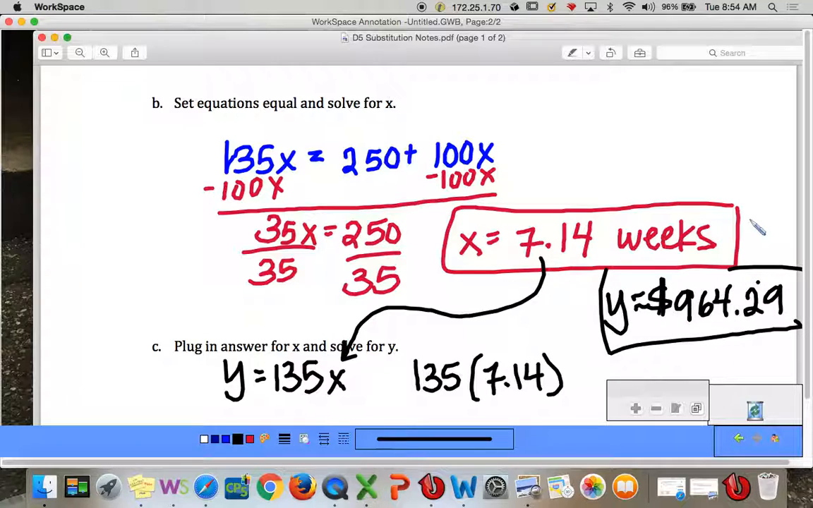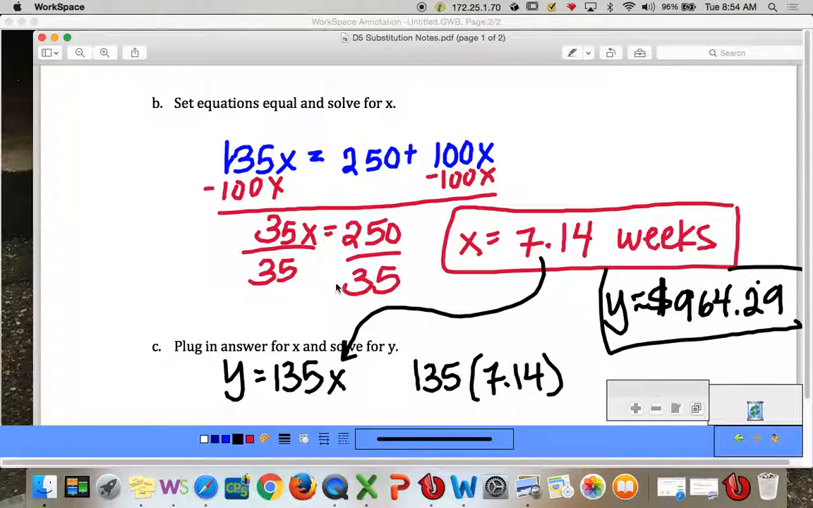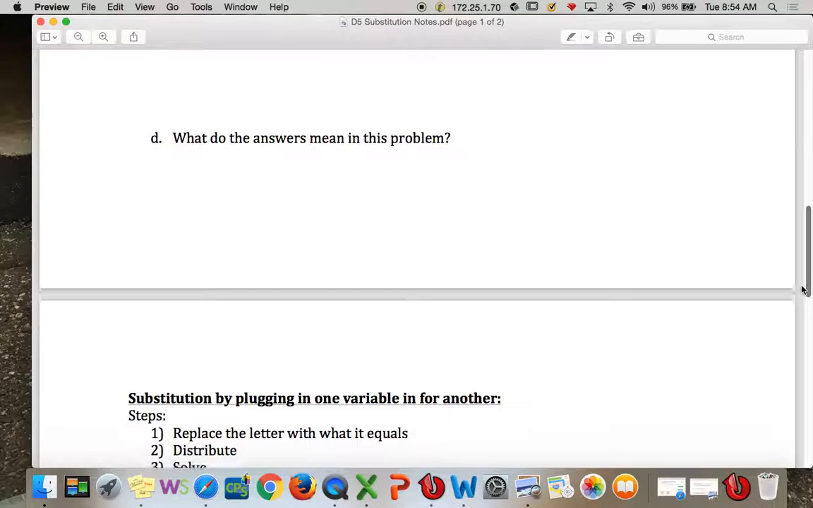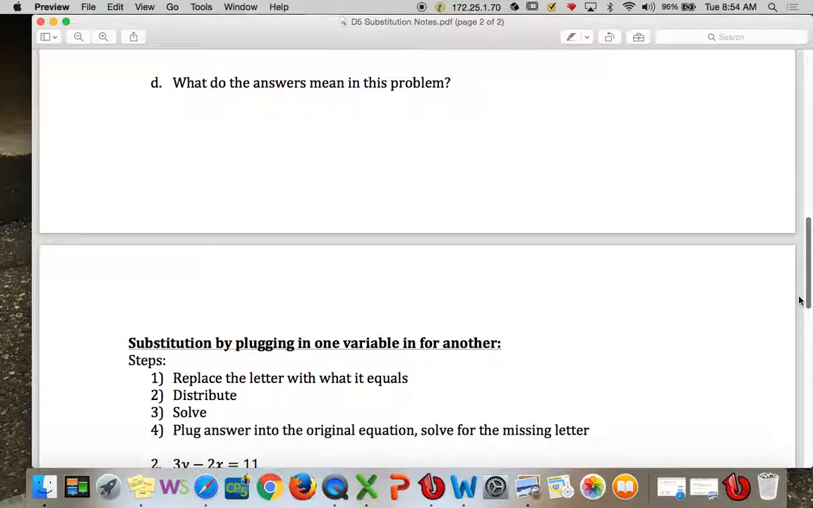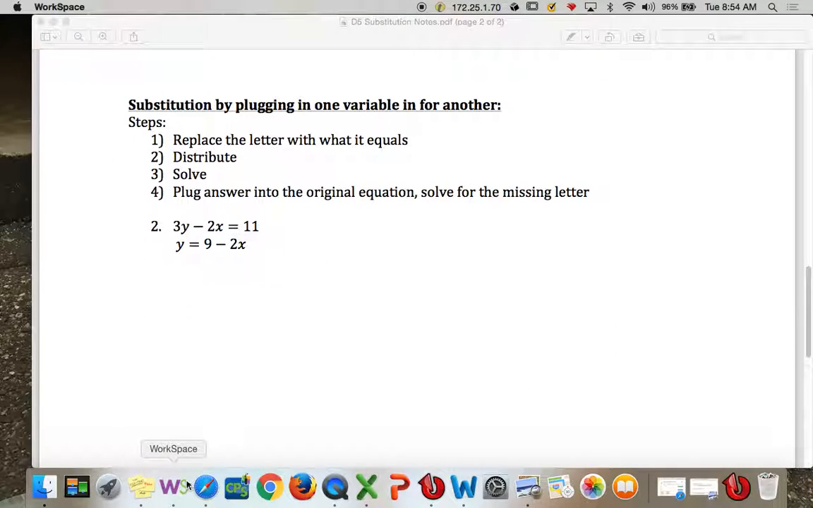So this is called solving a system. You have two equations, and basically it's where do the two lines cross, where are they tied, and it's a location, a point, and you want to find the x and y value where they cross. So that's one way to do substitution, setting the equations equal. And again, what do the answers mean in this problem? It means at 7 weeks they have about the same amount of money, which is about $964.